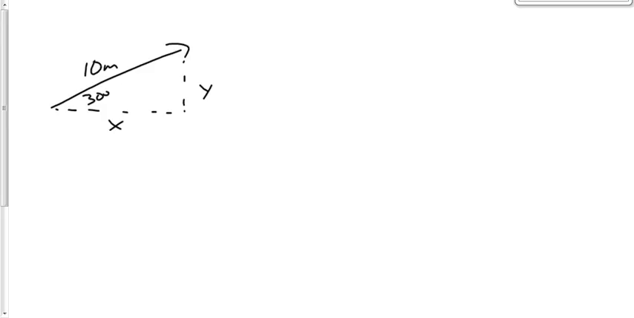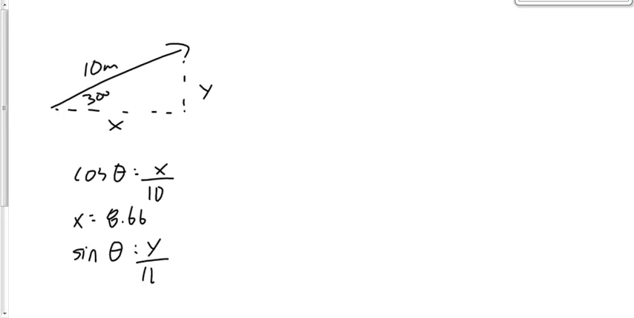We know that cosine theta is equal to adjacent over hypotenuse. Adjacent is the x side, hypotenuse is 10. So x would be equal to 8.66 here. Now we say sine theta is equal to the y component, the opposite side over the hypotenuse, or the y component ends up being equal to 5.0 meters. Look, I had 10 meters at 30 degrees. Now what do I have? Well, basically, now I have this.